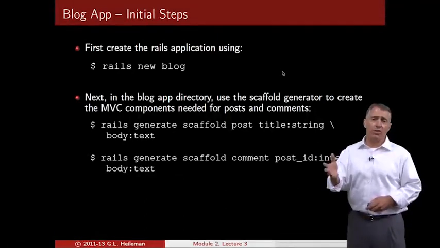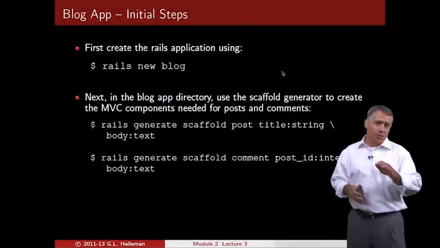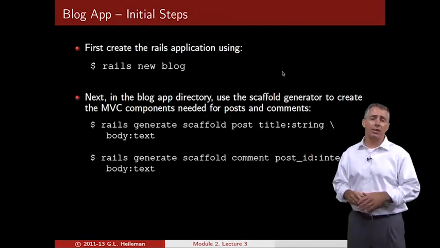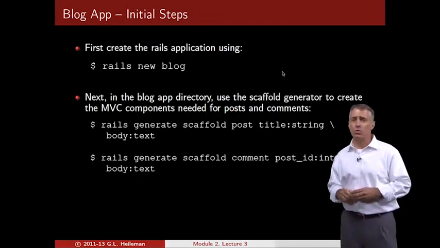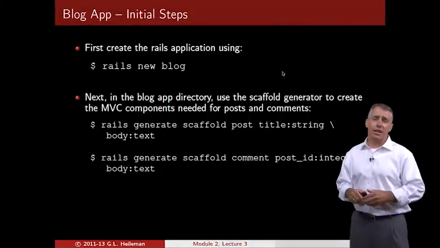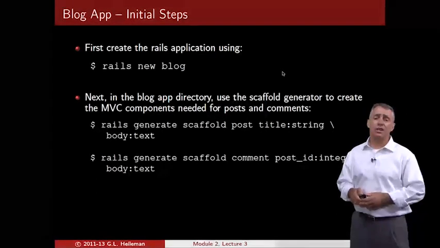The first line, rails generate scaffold post, title:string, there's a backslash there, and that's only because this would not fit on one line. And so this backslash is what you use in a Unix terminal in order to go to the next line, and then you hit return and that code will be executed.